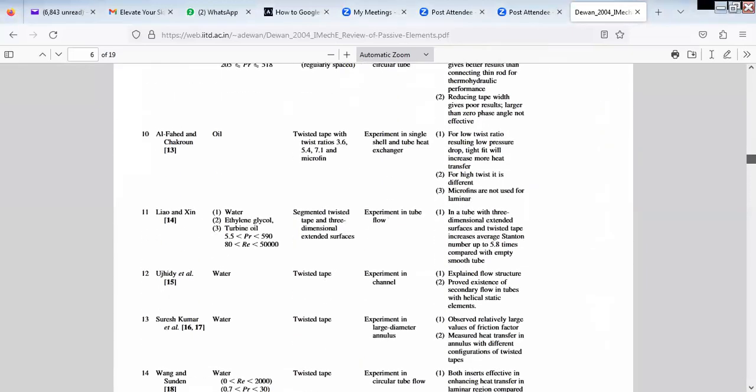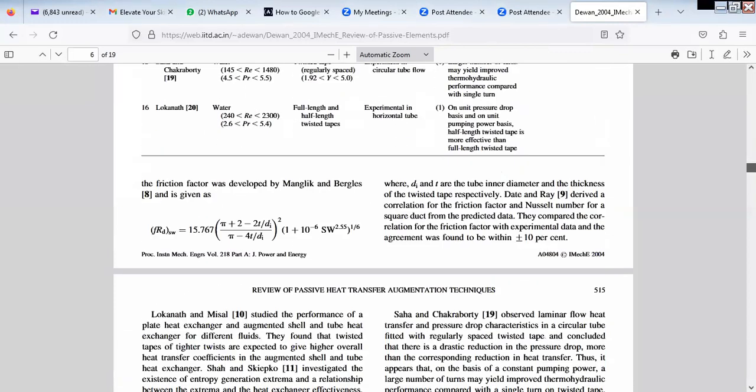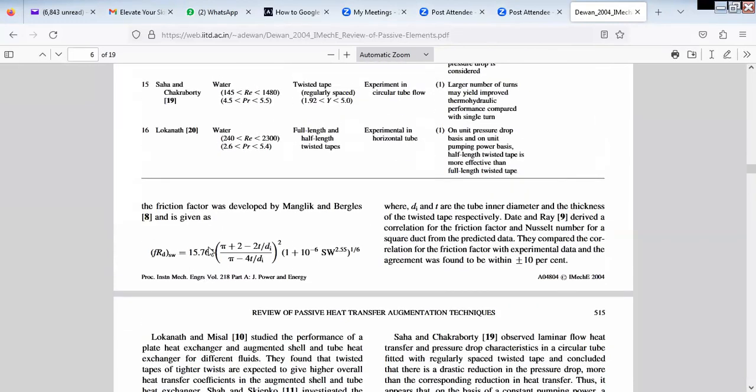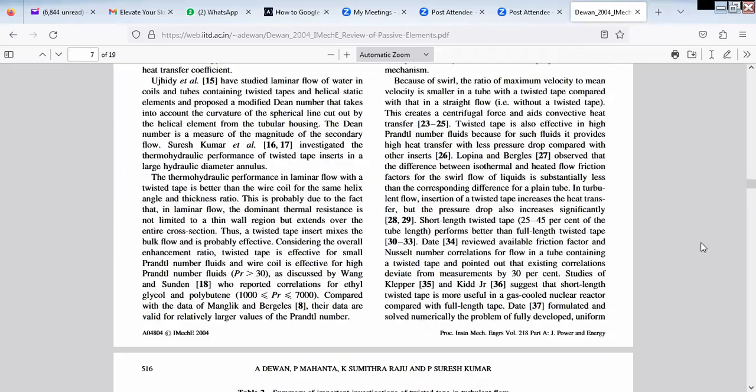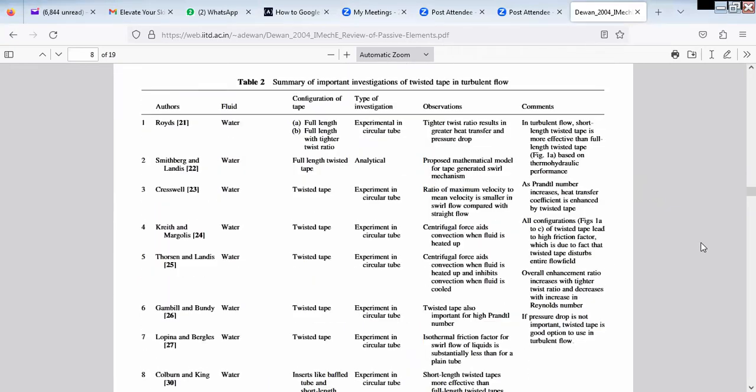This paper has done this. What equation have they used? In a particular paper, Manglik and Bergles have suggested this relation. What others have suggested, that we have to see. I will download this paper now and send it to you, so that you can see important investigations, what fluid you have used, like this.